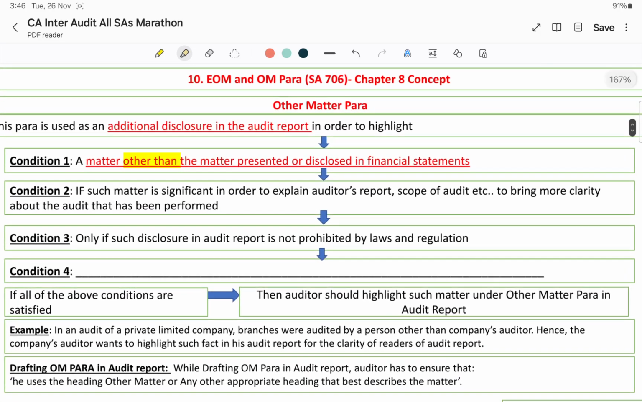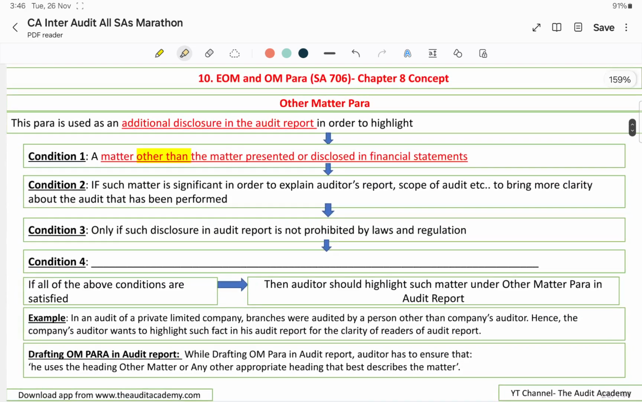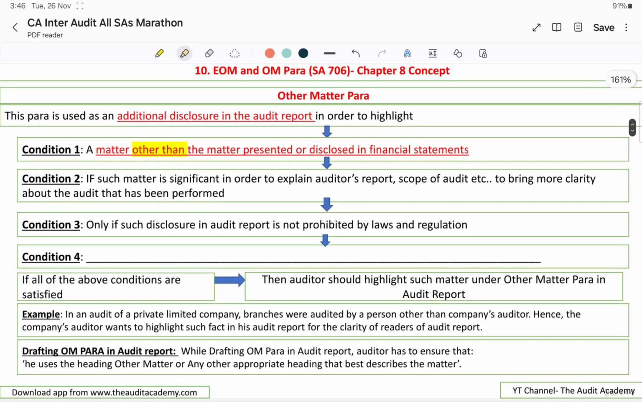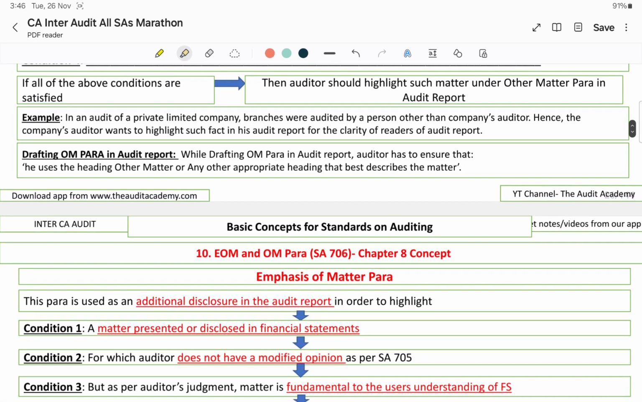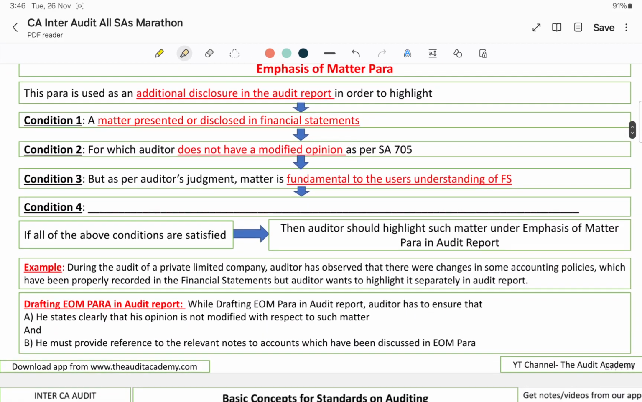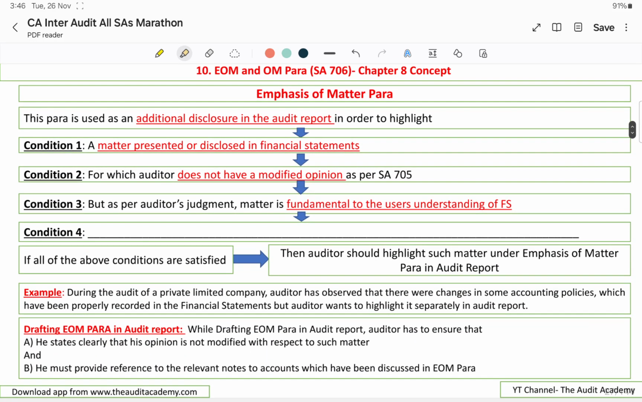And the tenth topic, then we are going to wind up this session: emphasis of matter paragraph and other matter paragraph.